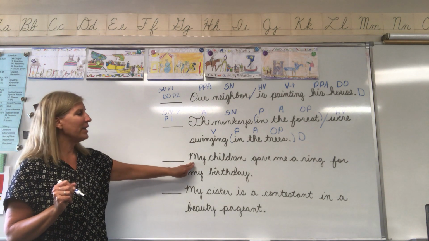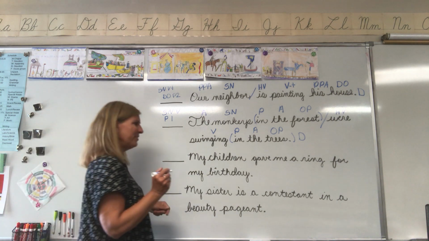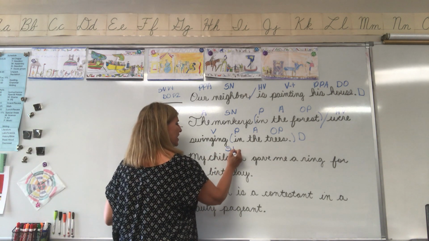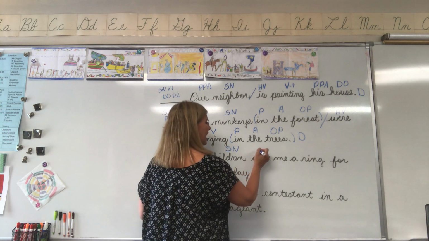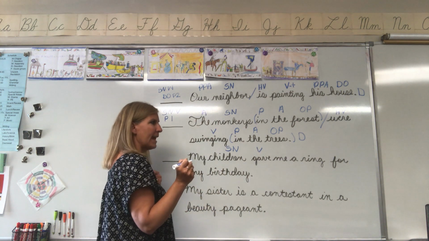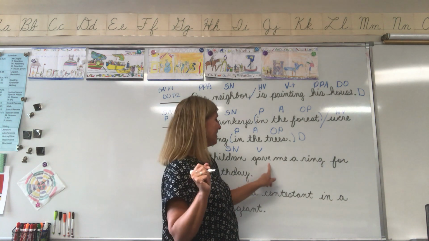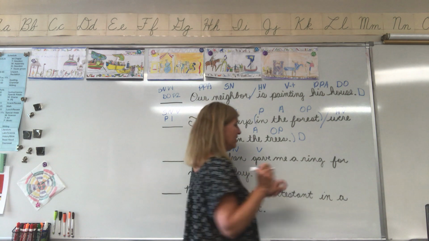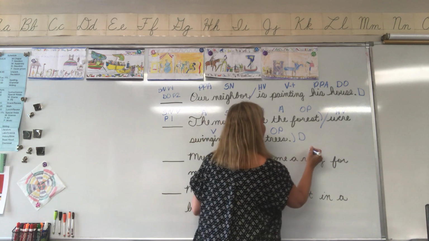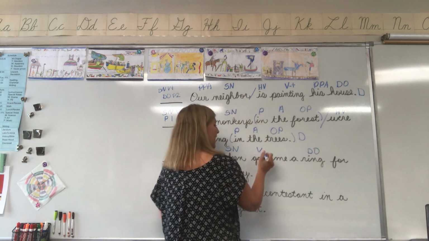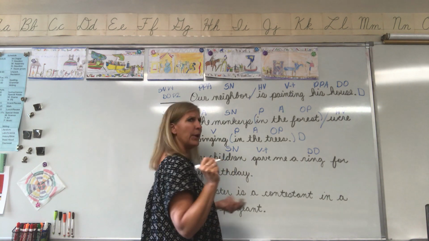My children gave me a ring for my birthday. Who gave me a ring for my birthday? Children. Subject, noun. What is being said about children? Children gave, verb. Gave what? You might be tempted to say me, but that's not it. They gave a ring. Does ring mean the same thing as children? It does not. Ring is a direct object, and gave is a verb transitive. Children gave a ring to whom?